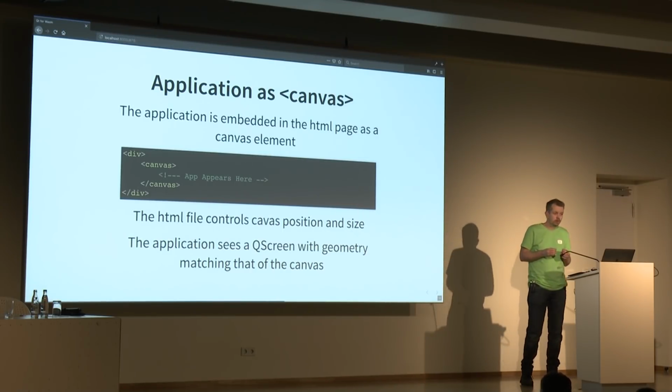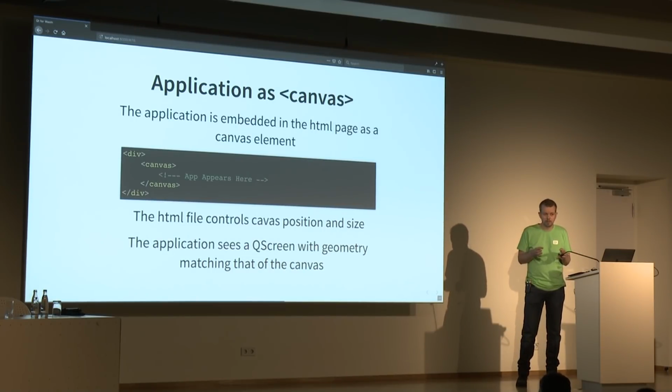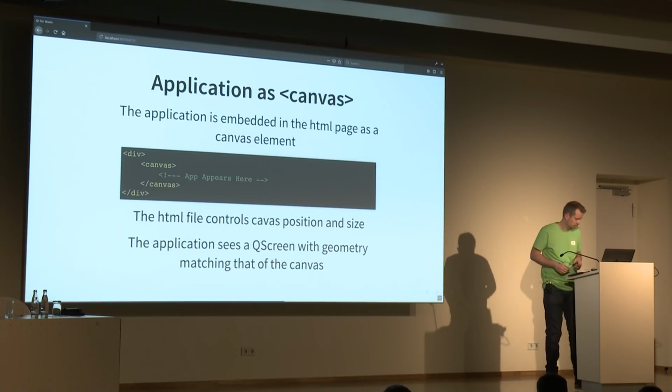And then on the Qt side, this canvas becomes a QScreen, and then the application can place windows on that screen. So you can make them full screen, to use the entire canvas area, or you can make them windowed. Then you get window decorations from Qt.